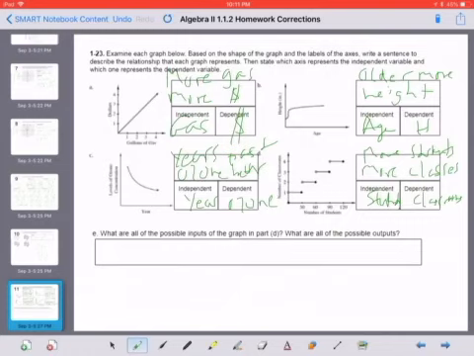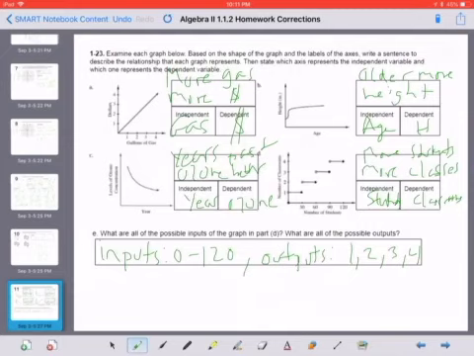Okay. And then E, what are the possible inputs of the graph in part D? What are the possible outputs? Well, in part D, the inputs are 0 to 120. You're not going to have less than 0 students. And then the outputs were actually just 1, 2, 3, and 4. You're not going to have part of a classroom, so we can't have numbers in between.